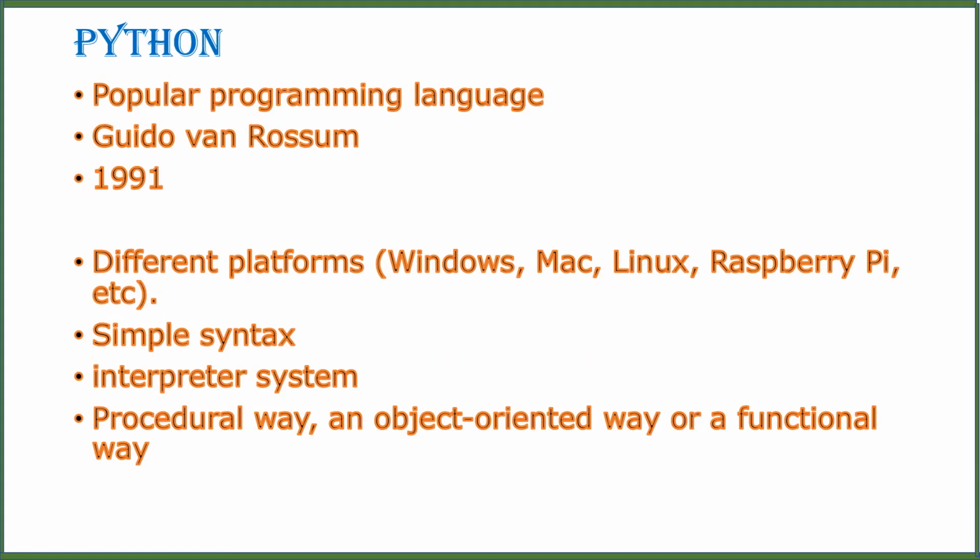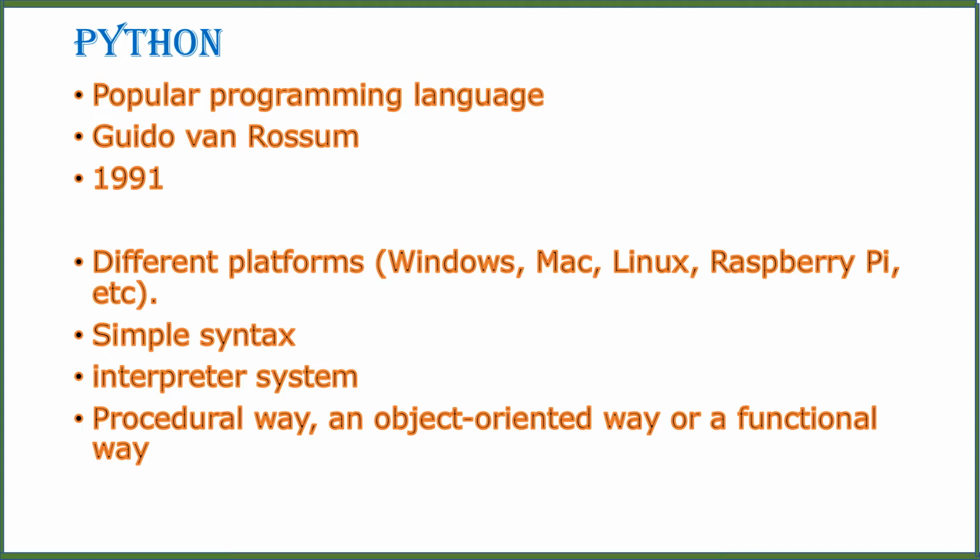Moving to this language, first you should know why it has become popular and who invented it. The name given is Guido van Rossum, and it has been released since 1991. You can see that Python is used across different platforms, and the syntax is as simple as that of the English language. Next, it is an interpreter system, meaning the code can be executed as soon as it is written.